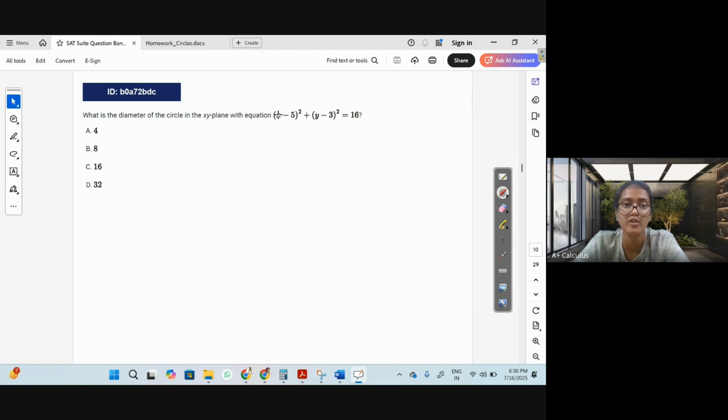What is the diameter of the circle? To find the diameter, you can find the radius first. Radius will be the square root of this. So the square root of 16 is 4. So the diameter will be 2 times the radius. So 2 times 4, well, that's 8.